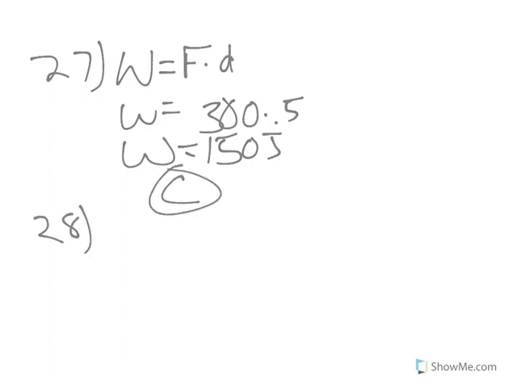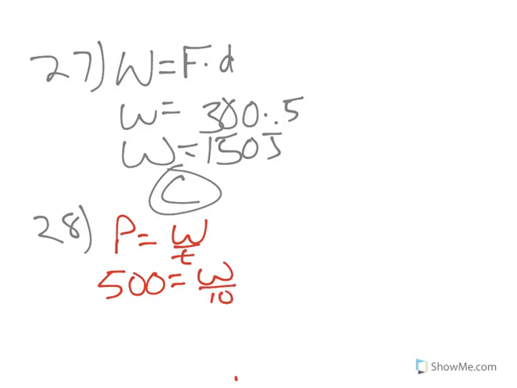28. It is asking us how much work will a 500 watt motor do in 10 seconds? Well, power equals work divided by time. So we do 500 equals work over 10. 10 times 500 is 5,000 joules of work, which is the answer D.